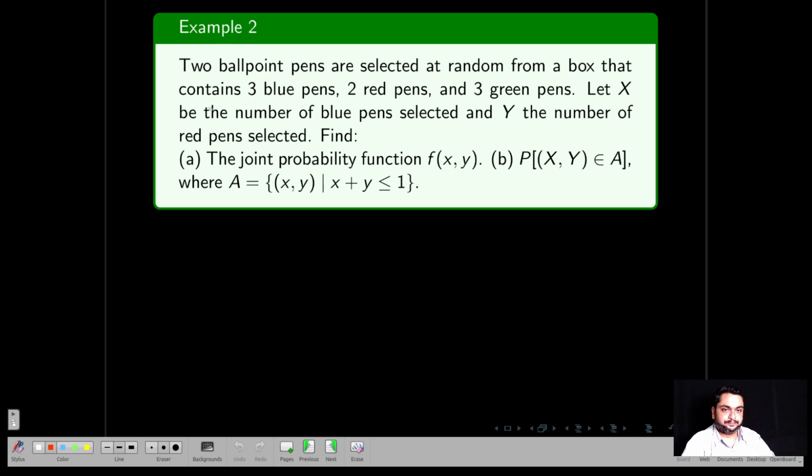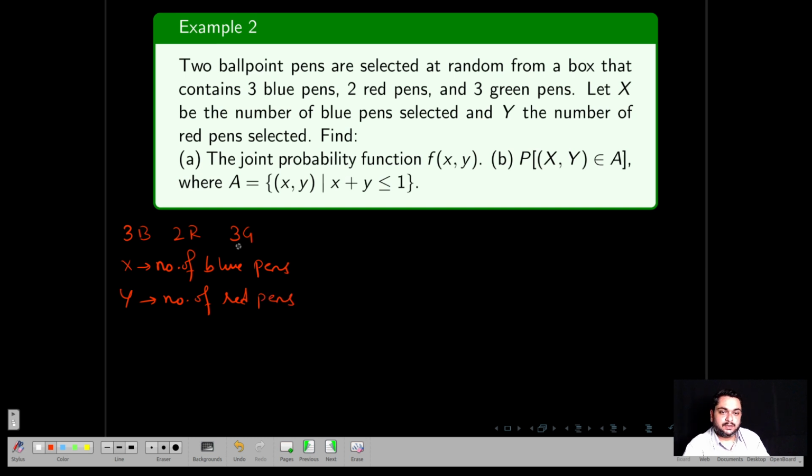We'll take one more problem. 2 ballpoint pens are selected at random from a box that contains 3 blue, 2 red, 3 green pens. Let x be the number of blue pens selected. X is number of blue pens. Y is number of red pens. So they are not selecting green in the outcome.